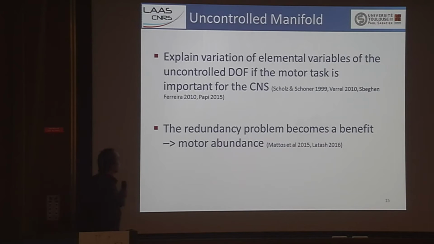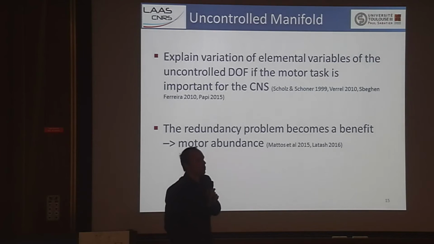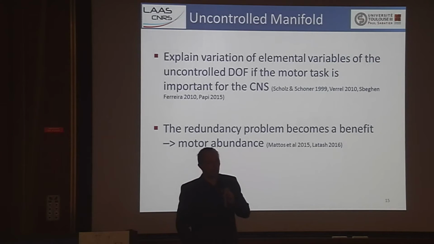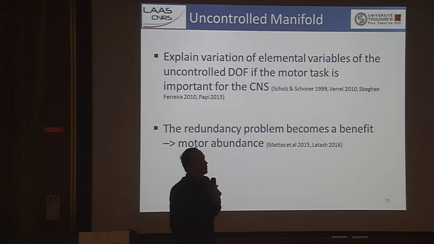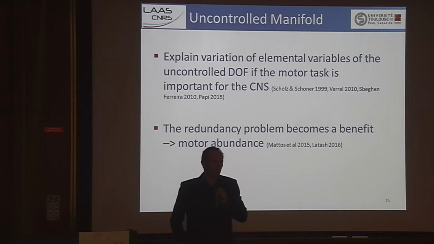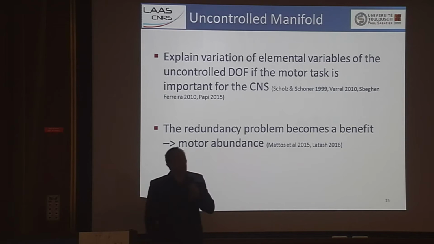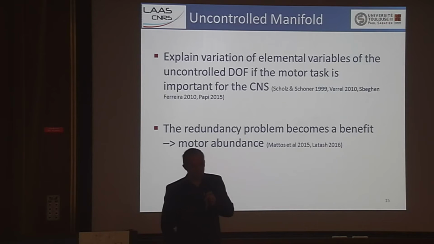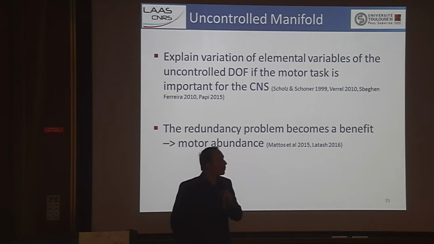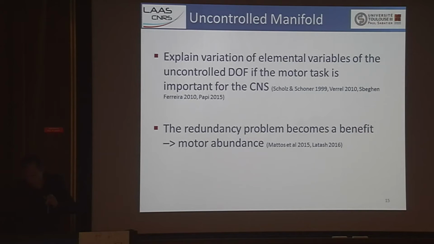Another theory, in a different manner: Scholz and Schöner in 1999 propose to explain the variation observed between subjects, and propose a new theory named uncontrolled manifold. There are only some degrees of freedom which are controlled by the brain, and Latash and collaborators recently suggest that it's very beneficial for humans because it's very helpful. They have only some degrees of freedom to control, and the others could vary from one motion to another. You can modify the motion at each task.